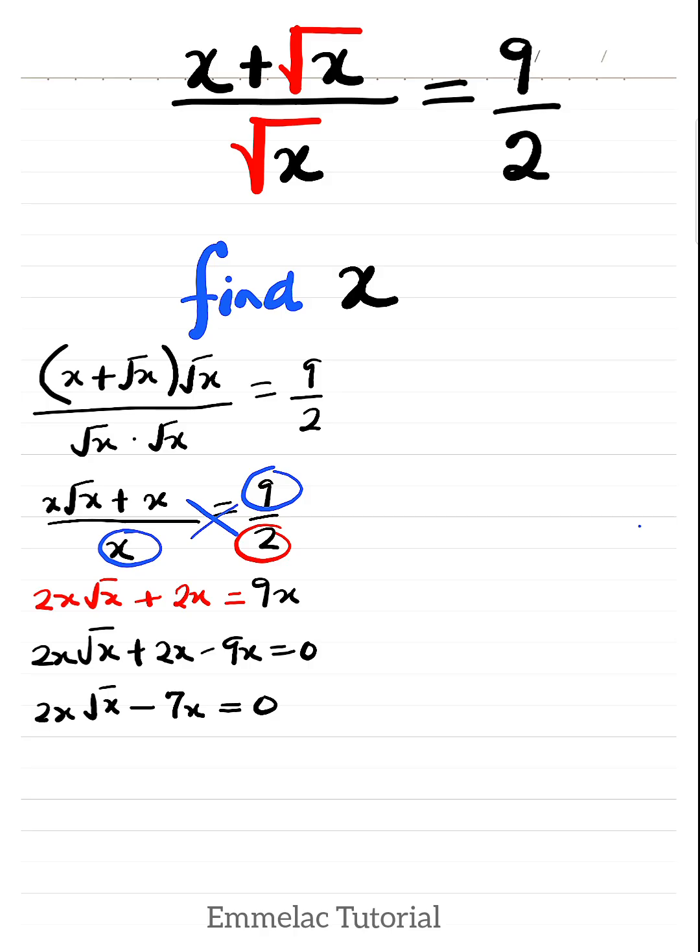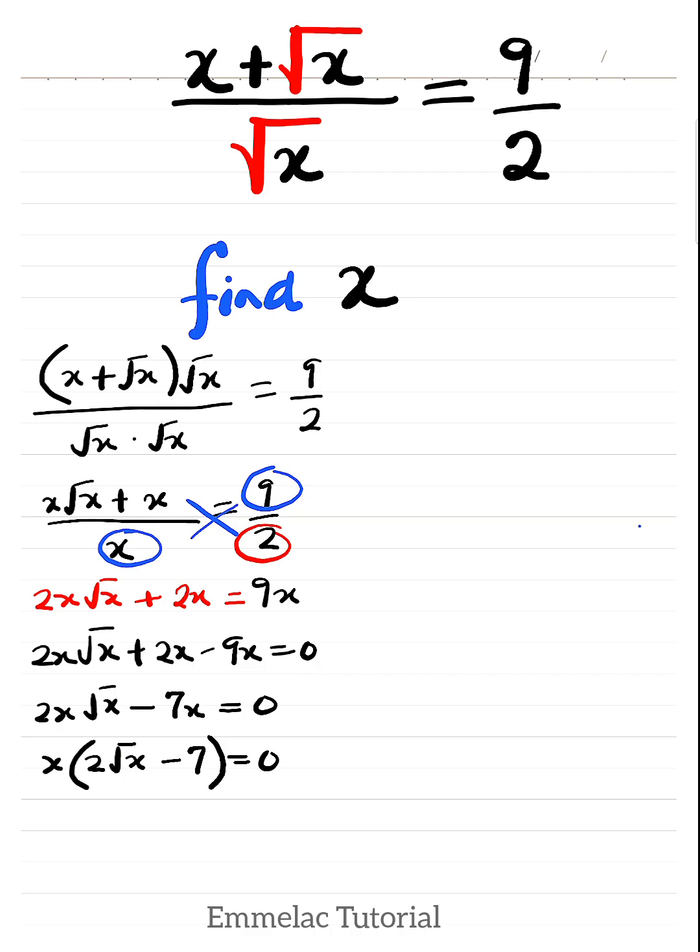So if you notice on the left hand side, this and this have the same terms, x here and x here. So all we just need to do here is to factor out. By factoring out, we have x, then here is left with 2 root x, then minus 7, then all equals to what? 0.